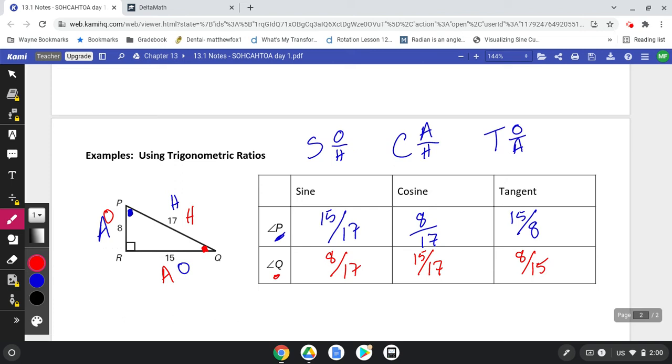Now notice, between these two charts, do you see how the sine and cosine switch places? That makes sense, because when we use the other angle, the O and the A switch. Meanwhile, the tangent, therefore, is a reciprocal. 15 over 8 becomes 8 over 15.